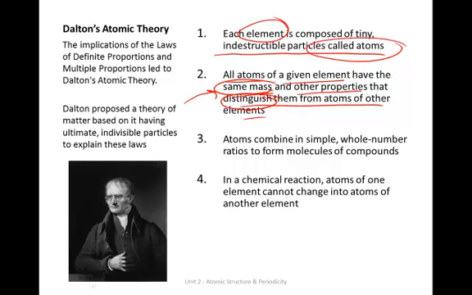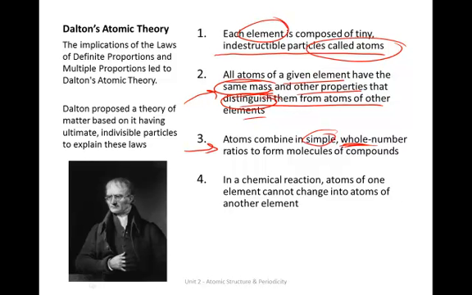Okay, from the law of multiple proportions, we get the third tenet, that atoms combine in simple whole number ratios to form molecules and compounds, and this is what really gave them a lot of their basis for the atomic theory: you can't have half of an oxygen atom or a third of a carbon atom. They combine in simple whole number ratios because they come in whole atoms.